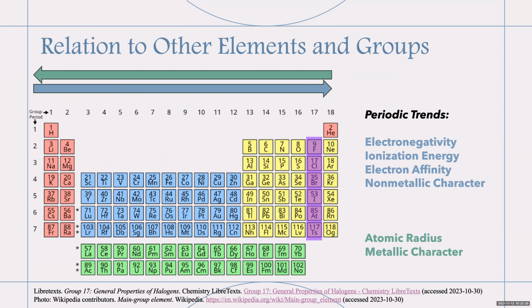Okay, looking at the general periodic trends where group 17 is highlighted in purple, the blue arrow increasing towards group 18 shows the general trends of electronegativity, ionization energy, electron affinity, and nonmetallic character, while the green arrow that increases towards group 1 shows the general trend for atomic radius and metallic character.